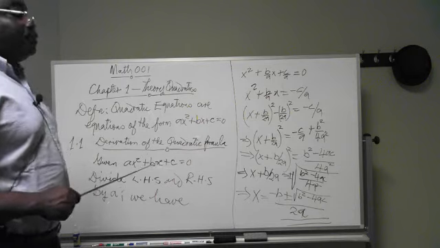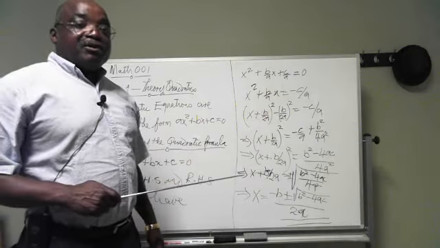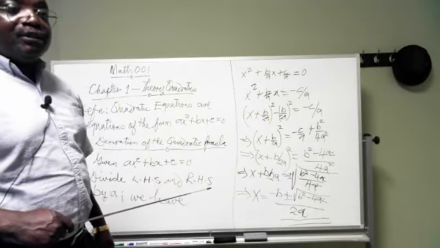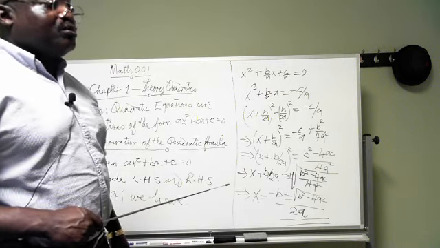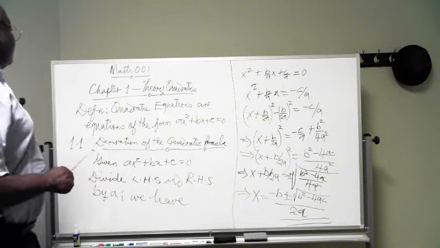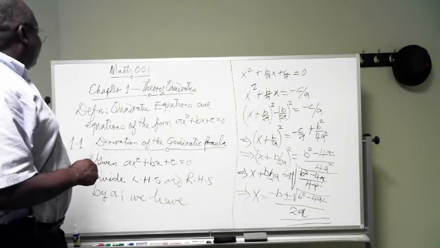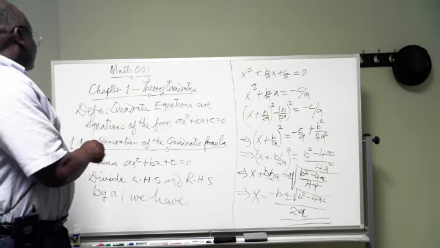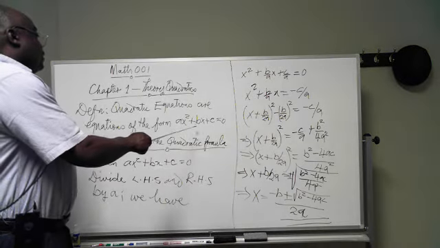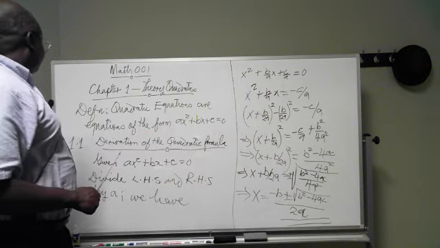In chapter 1, we'll study the theory of quadratics. If you want to get a detailed course outline, go to our website mafisedu.com. We'll start by defining quadratic equations. Quadratic equations are equations of the form ax squared plus bx plus c equals 0.